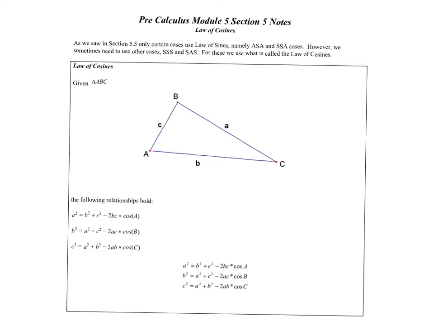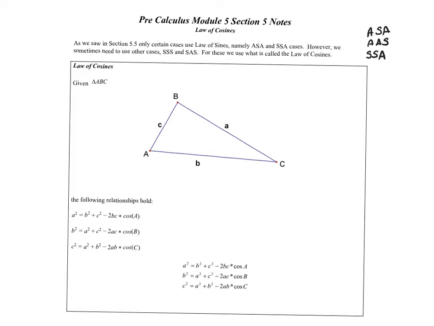Okay, in the last section of Module 5, we're going to go to the law of cosines. Now, in the previous sections, with the law of sines, we were able to solve triangles where we had two angles and a side, either the side in between the two angles or the non-included side. And then we also had the ambiguous case, SSA, where we could have no solution or two solutions.